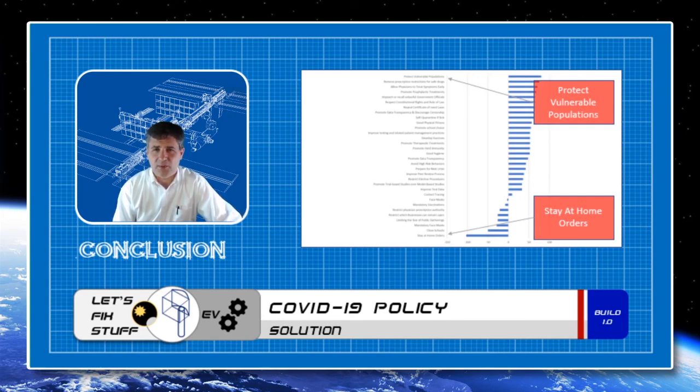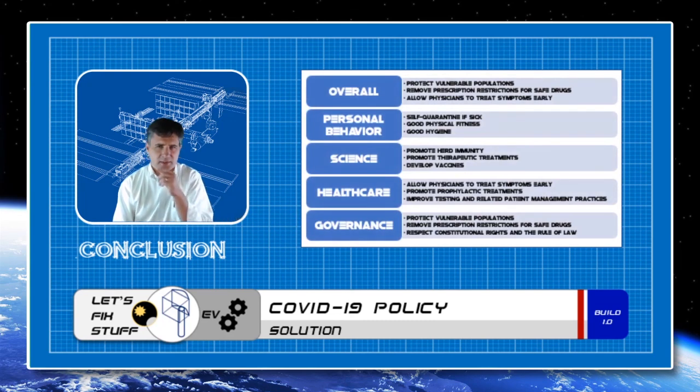Now let's go into a little bit more detail. The top three solutions overall for COVID-19 policy are: number 1, protect vulnerable populations; number 2, remove prescription restrictions for safe drugs; and number 3, allow physicians to treat symptoms early. These are three basic things that should be allowed overall and promoted up front. Now, if you look into each one of those categories, because they're divided up into different groups, what can you do as an individual?